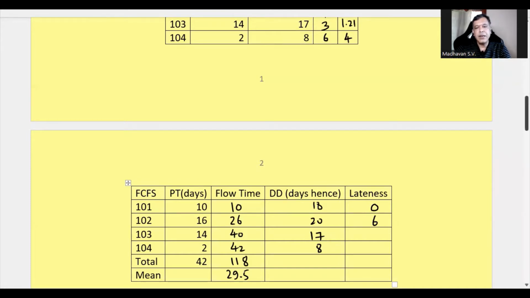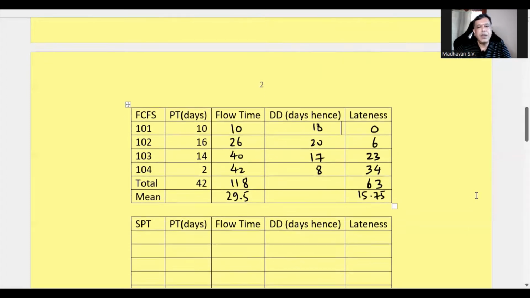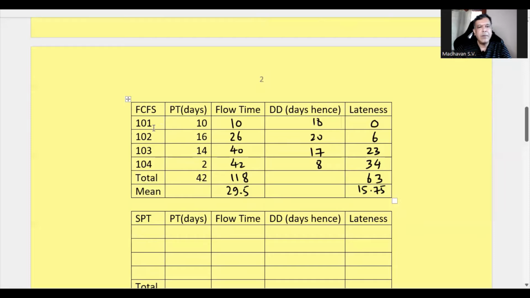Then 40 minus 17, we get 23 as the lateness in days. 42 minus 8, we get 34 as lateness. Now let us add the lateness here. 7 plus 6, it is 13. Plus, this is 5 plus 1, 6. 63 is the lateness total. So mean lateness will be 63 divided by the number of jobs, which is 4 jobs. So we get 15.75 as the mean lateness if we proceed with the priority rule as FCFS.